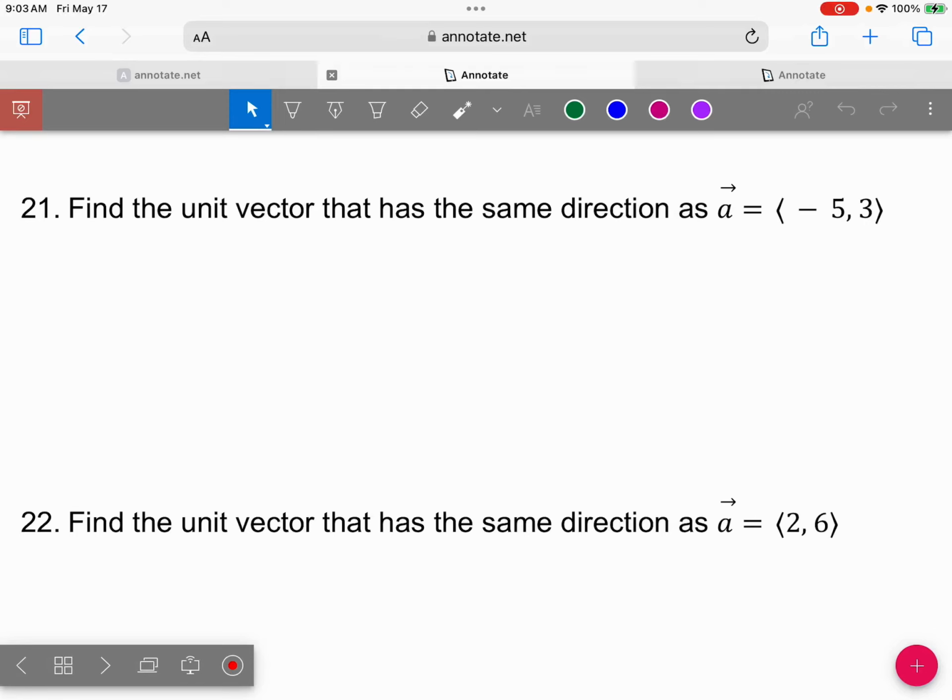All right, so what 21 is asking us to do is to find a unit vector. A unit vector has a length of 1. That is what the definition of a unit vector is. So a unit vector, think it fits on the unit circle. It has a length or a magnitude of 1. That's what it means for it to be a unit vector. So we want it to go in the same direction as A.